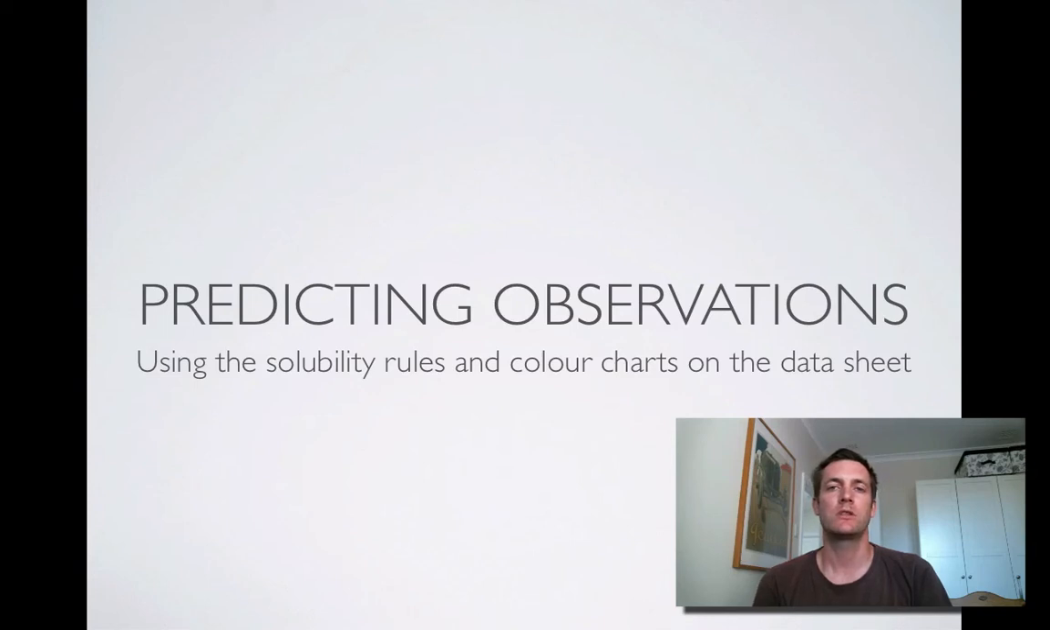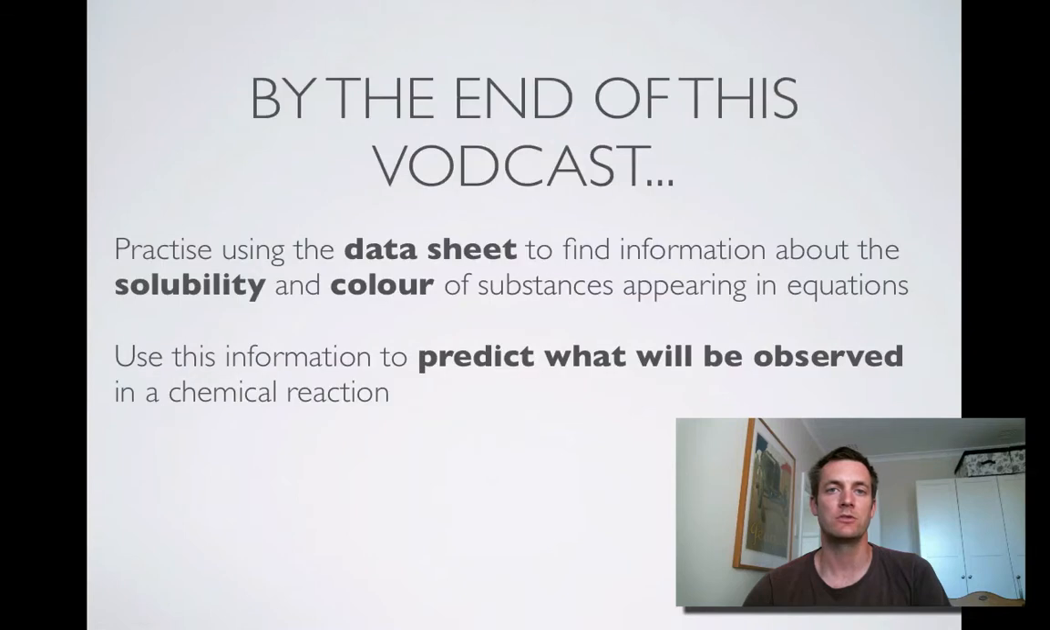Hello and welcome to this third film from the reactions and equations topic. This one, now that you know hopefully how to write equations, deals with predicting the observations for the reaction, and it basically teaches you how to use the data sheet to find out some information. The particular information we're going to find from the data sheet is about solubility and colour.